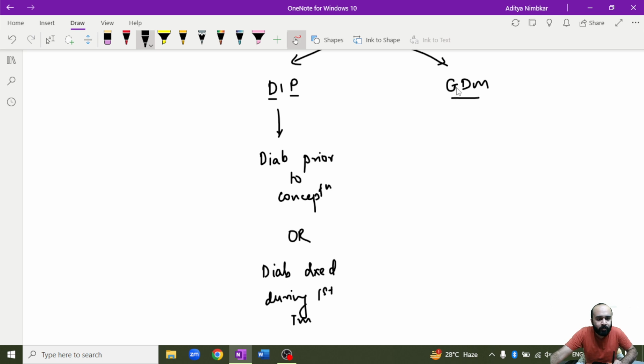Whereas GDM is classically gestational diabetes mellitus, wherein it occurs mostly in the second half of pregnancy, and it is basically G, that is gestation, coming before diabetes. So as the name suggests, pregnancy is occurring first and then diabetes is coming into the picture. So the names are good enough to give you an idea of what might be the origin of this. So diabetes developing during pregnancy.